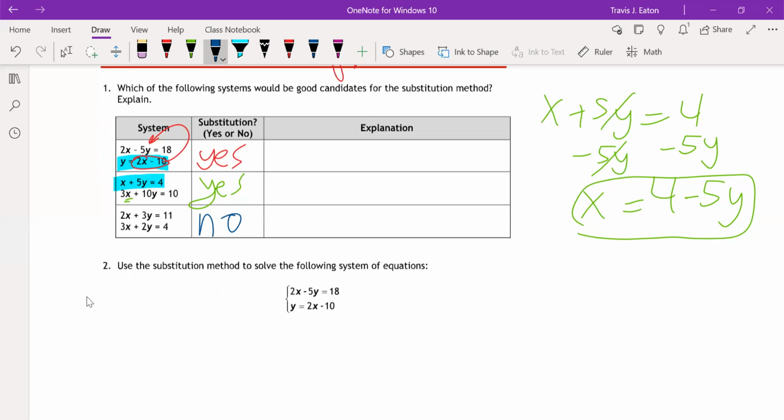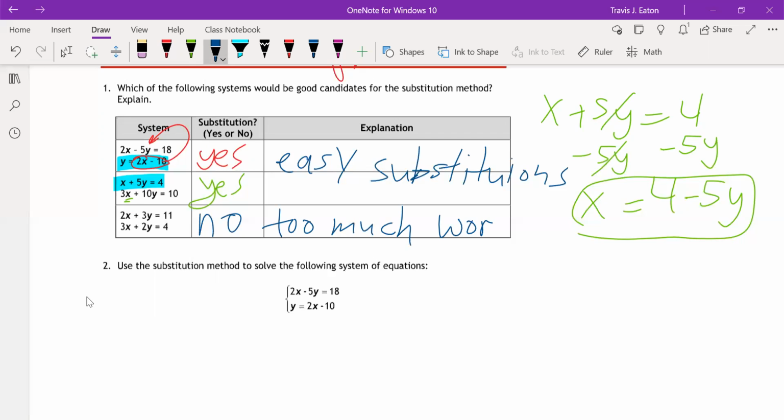So these two, the first, these are easy substitutions to make. But the third one, there's too much work. There's too much work involved to make substitution a viable alternative. It can be done. It just wouldn't be much fun because we want math to be fun.